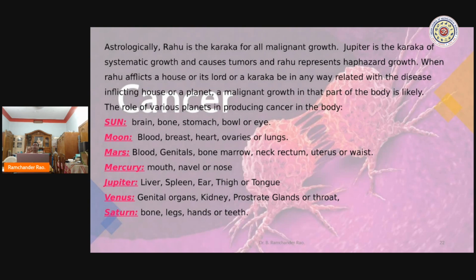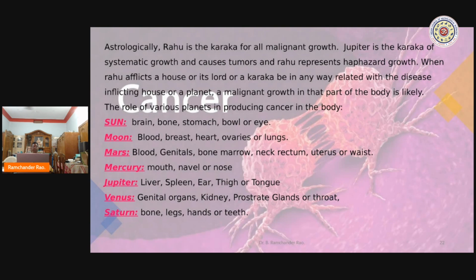Now, the role of various planets in producing cancer in the body. Sun: brain, bone, stomach, bowel or eye. The chances of it occurring there are very high. Moon: blood, breast, heart, ovaries or lungs. Mars: blood, genitals, bone marrow, neck, rectum, uterus or waist. Mercury: mouth, navel or nose. Jupiter: liver, spleen, ear, thigh or tongue. Venus: genital organs, kidney, prostate gland or throat. Saturn: bone, legs, hands or teeth.